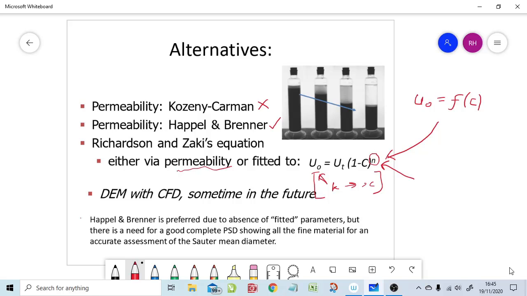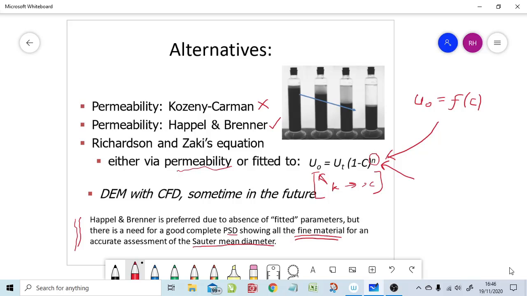So it's true to say that the Happel and Brenner approach is the one that we prefer, but you do need a good particle size distribution because it's very easy to miss the fine material when conducting a particle size analysis. So you need an instrument that picks up the fine material, because it has a lot of surface area causing a lot of hindrance to settling. Modern instruments actually are quite good at that. It's the older style instruments that weren't very good at it. So we do need a good accurate SOTA mean diameter measurement.